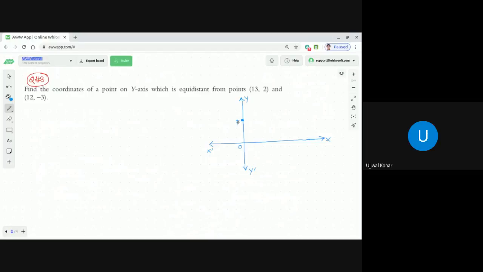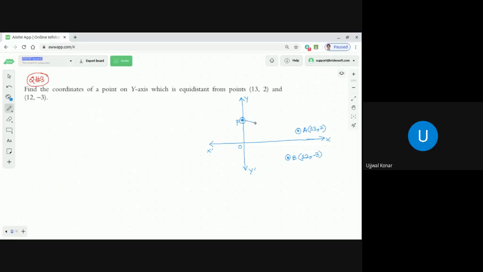This is the point P on the y-axis, which is equidistant from two points, 13, 2 and 12, minus 3. Suppose this is the point A with coordinates 13, 2, and this is the point B, 12, minus 3. Equidistant means that PA should be equal to PB.